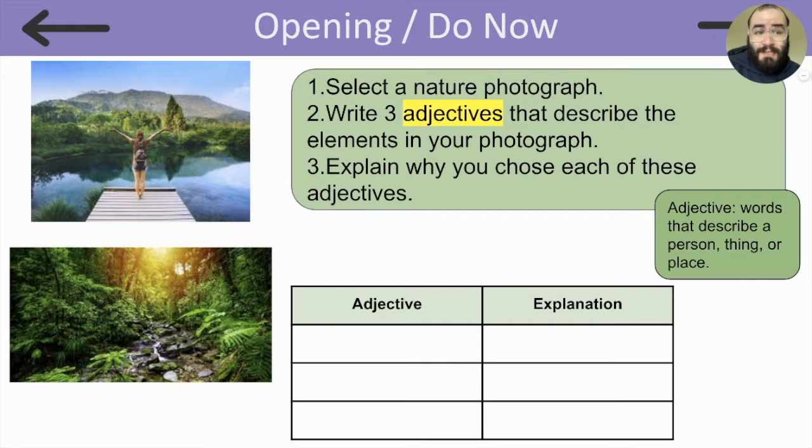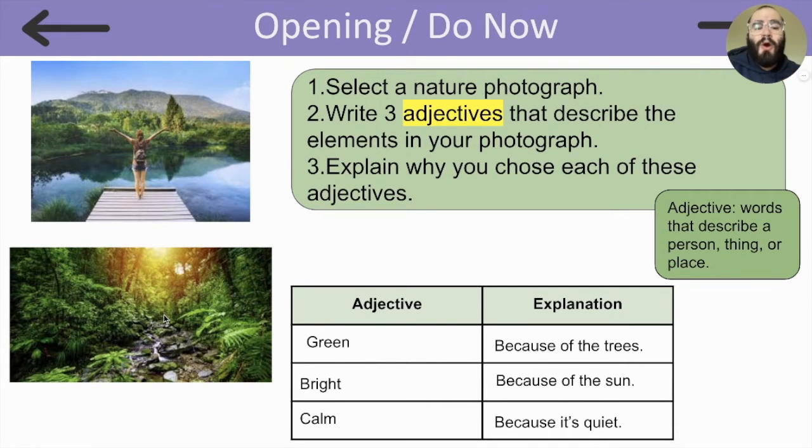I'm going to show you the adjectives I picked. First, green, and that's because of the trees. There are a lot of trees, so it looks very green. I said bright because of the sun. And lastly, I said calm because this picture looks very quiet. Are these similar adjectives to the ones you got?